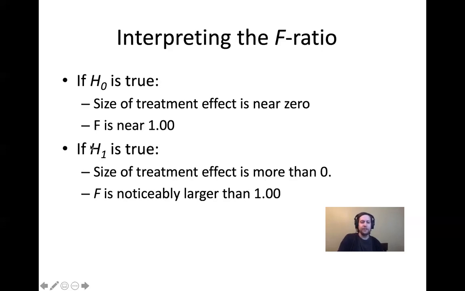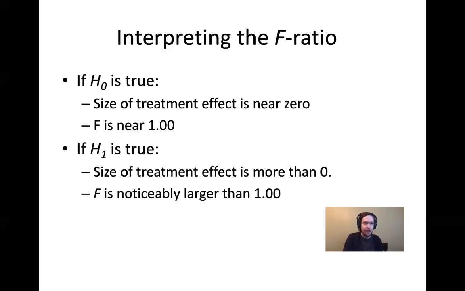But for the research hypothesis, the further away you get from 1, the bigger the magnitude of F, the more likely you are to say the H1 is true. That is, we reject the null hypothesis. This is similar to what we did with Z and T.